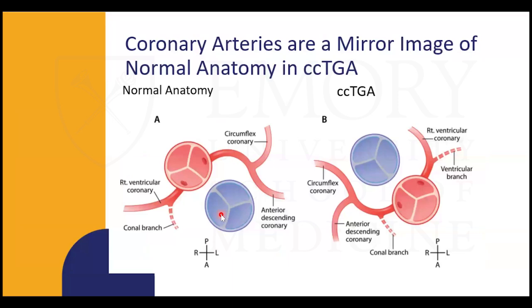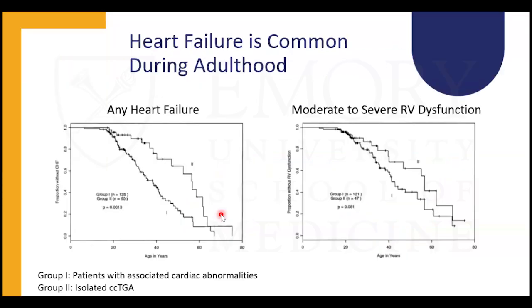The coronary anatomy for these patients is a mirror image of the normal anatomy, and a right coronary artery always goes with a right ventricle, and the left coronary artery goes with the left ventricle. The challenge with this patient population is that a right ventricle was really not designed to be a systemic ventricle, and the right coronary artery really was not designed to provide blood flow for a systemic ventricle. Heart failure is very common in adulthood, and if patients live long enough, is almost universal, with moderate to severe RV dysfunction really increasing as patients age.